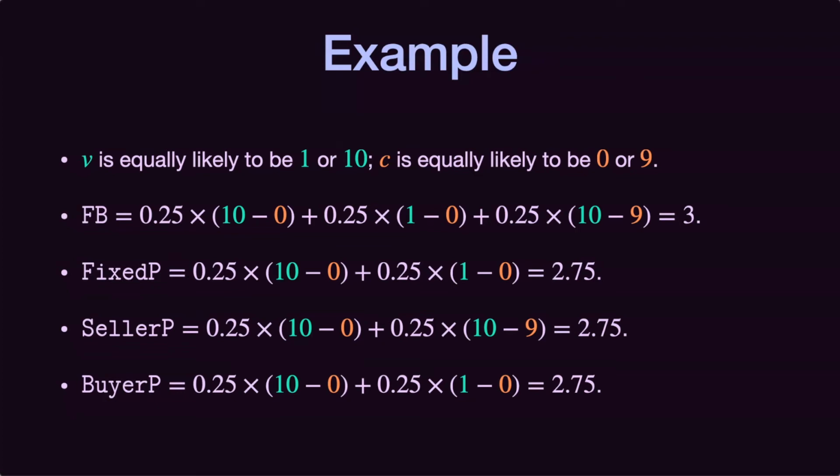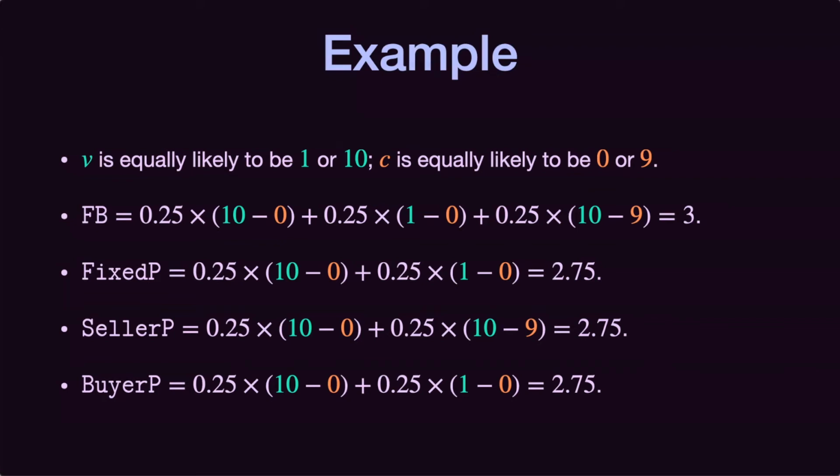For a quick numerical example, consider V to be equally likely 1 or 10, and C to be equally likely 0 or 9. We can compute the first best to be the expected positive part of V minus C. For the fixed price mechanism, the optimal price is between 0 and 1, or between 9 and 10. For seller's pricing mechanism, when Sally's cost is 0, her optimal price is 10. And when her cost is 9, her optimal price is also 10.